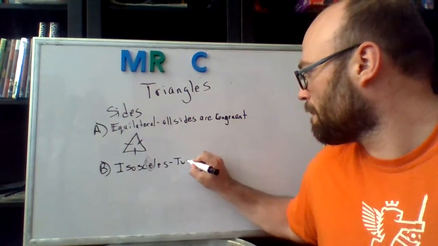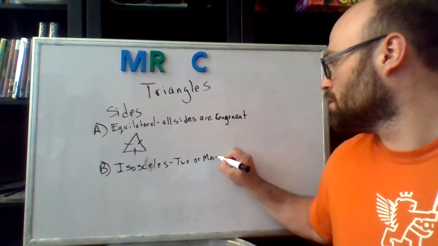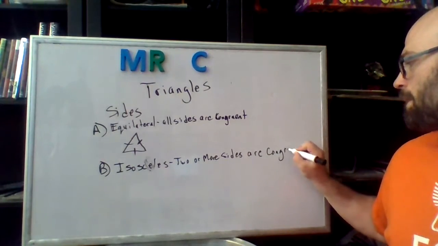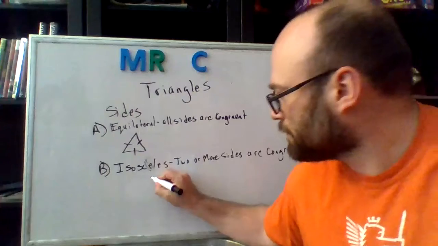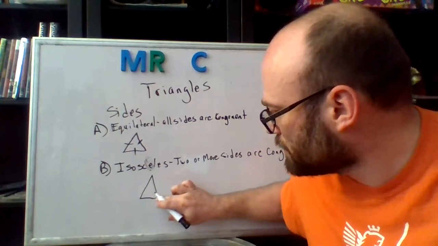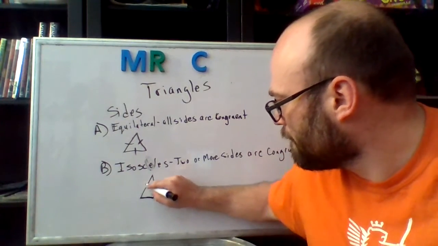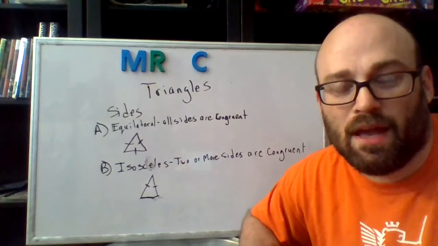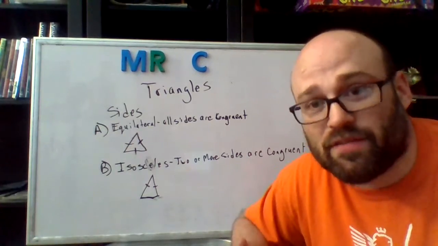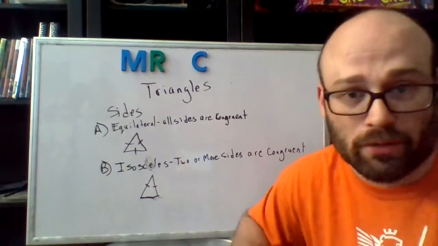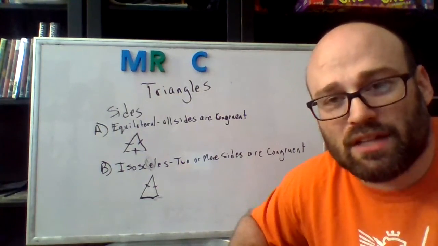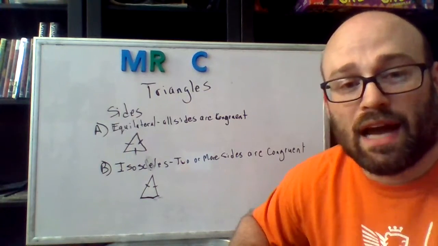So two or more sides are congruent. Generally it looks something like that. It's hard to write on this because I'm moving. Technically, an equilateral triangle is isosceles, believe it or not, because the definition of isosceles is two or more sides are congruent. Therefore, an equilateral triangle is an isosceles triangle. But generally we just say two sides for an isosceles triangle.